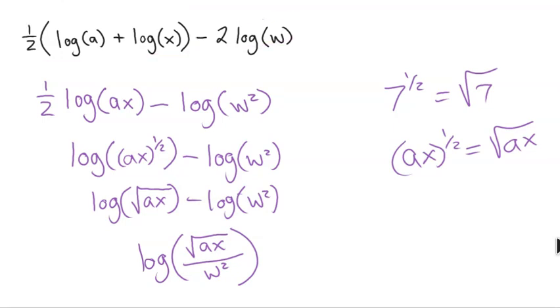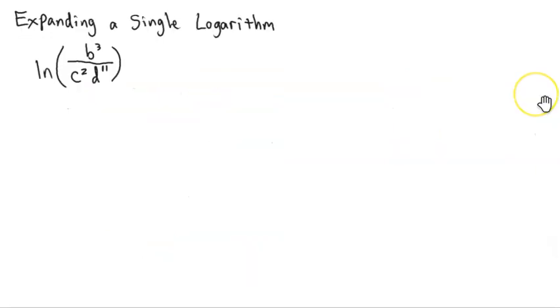Now we're going to do some expanding of single logarithms. In this example we have a single logarithm and we're going to expand it into multiple logarithms. How many logarithms are we going to have? Well, we want a logarithm for every base within the logarithm. So we have b to the 3rd power, that's one logarithm. C squared is another logarithm, and d to the 11th power is going to be another logarithm. So we'll wind up with 3 logarithms.